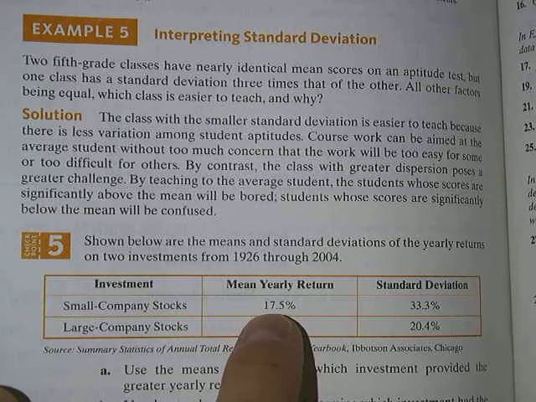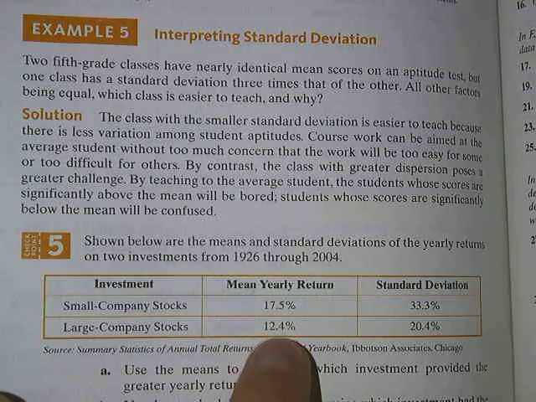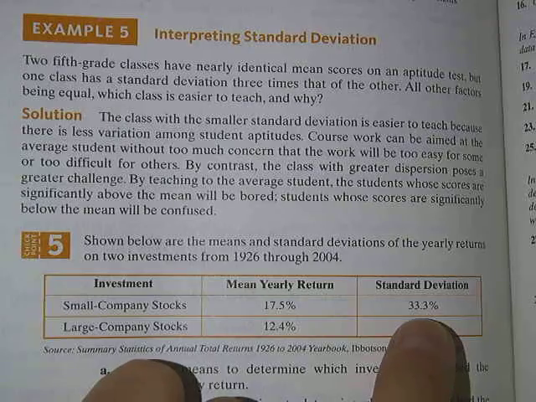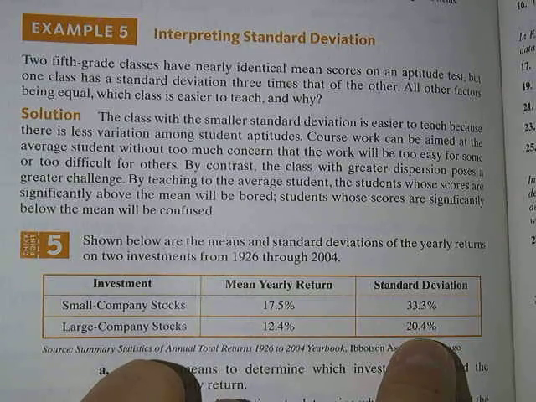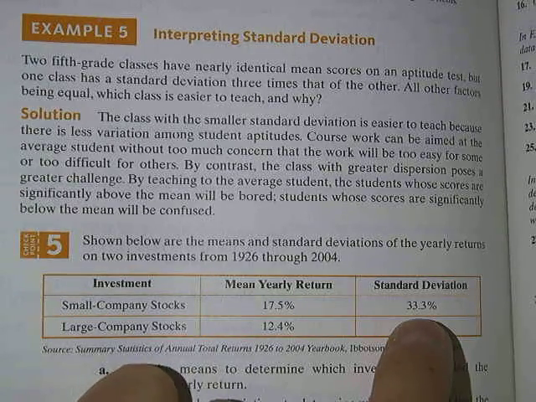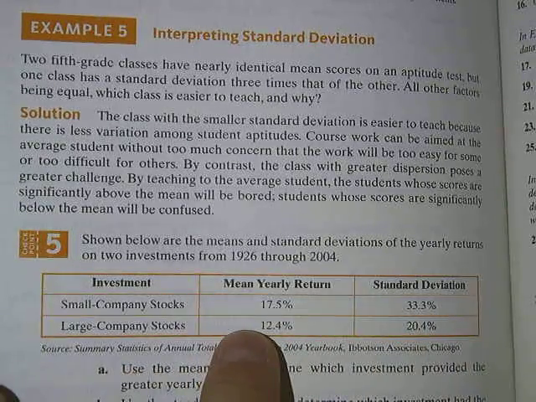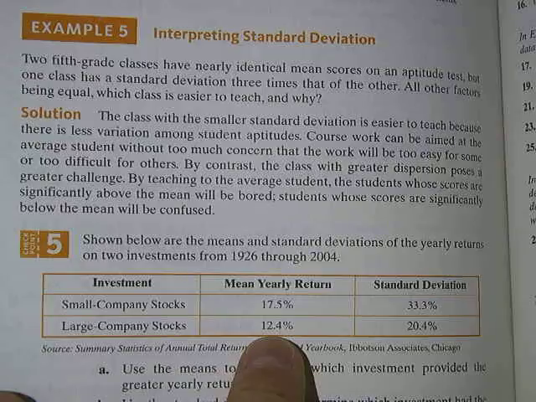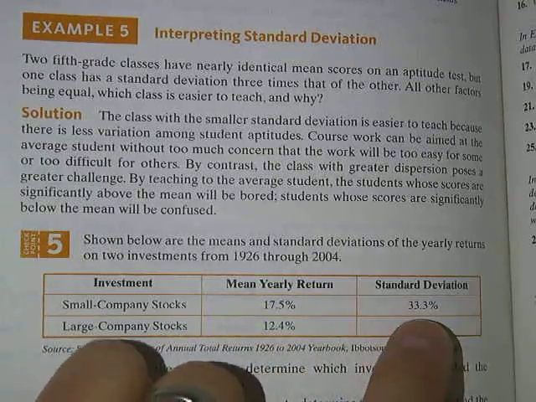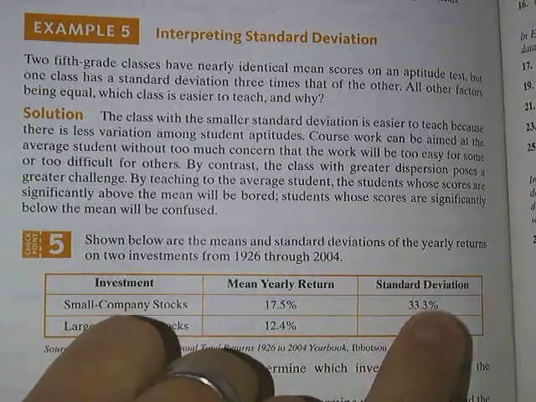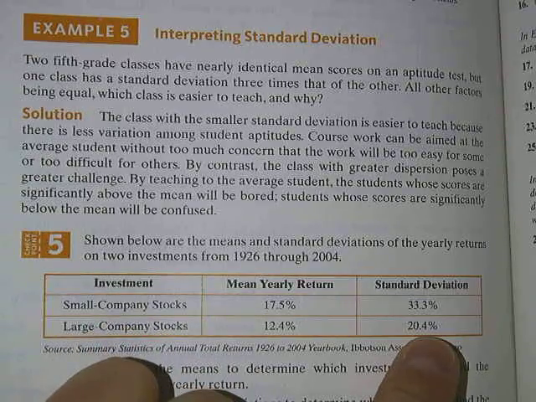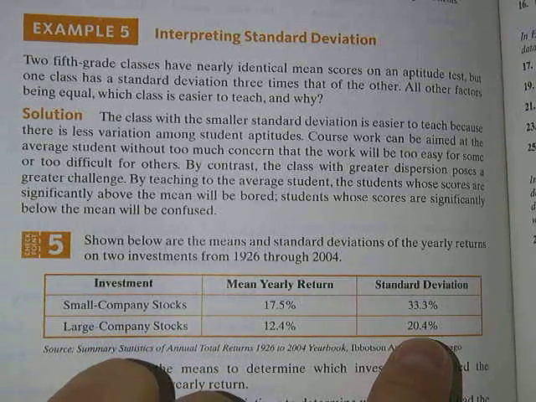Similarly, in the stock example, we have small company stocks and large company stocks. The means here are 17.5 and 12.4. So clearly we'd make more money on the small company stocks because we get a better percentage. But the standard deviation is also higher, which ultimately means it's going to be riskier. There's going to be more higher and more lower, whereas this one they're going to be centered around closer to the mean, so they're going to be ultimately closer to one another than what these would be.